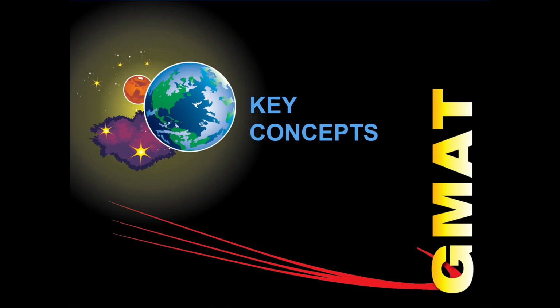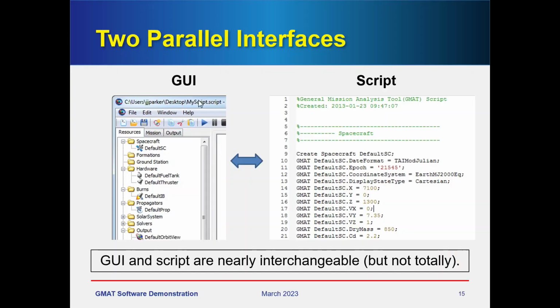For the next section, we're going to go through some key concepts of using GMAT. There are two parallel interfaces within GMAT, the GUI and the script. These are nearly interchangeable, but not totally, meaning that some features are only available in GUI or script. On the left, you'll see the GUI resources tree, and on the right, you see a script.